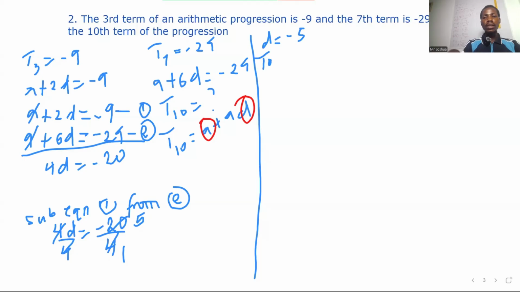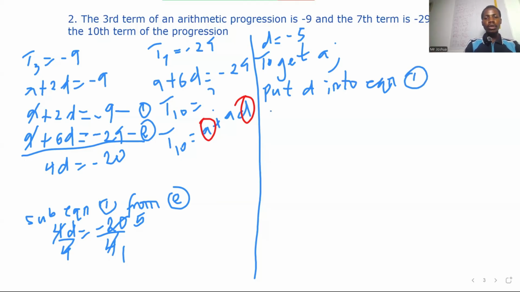So to get a, what do we say? We say we look for the smallest of the equations. We can say put d into equation 1. What is our equation 1? a plus 2d equals minus 9. So let's put the value of minus 5, which is d, into equation 1. So we can now have a plus 2 open brackets minus 5 equals minus 9.